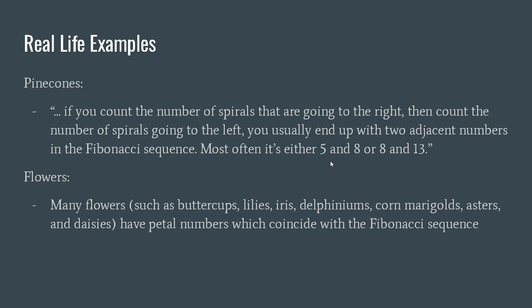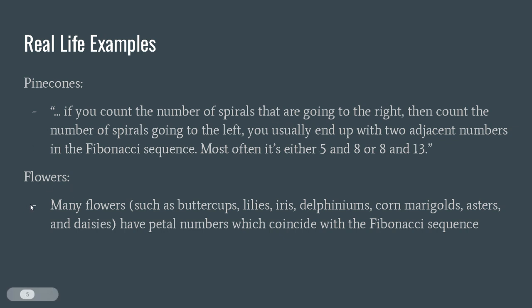Usually that's either 5 and 8 or 8 and 13, but it can also be smaller, like 5 and 3, or much larger if you have a bigger pine cone, like 21 and 13, or even 33 and 21, although that's not really common. Pine cones grow in a very specific way every time, so that will happen pretty much every time unless there is some sort of genetic issue with the pine cone or the tree.